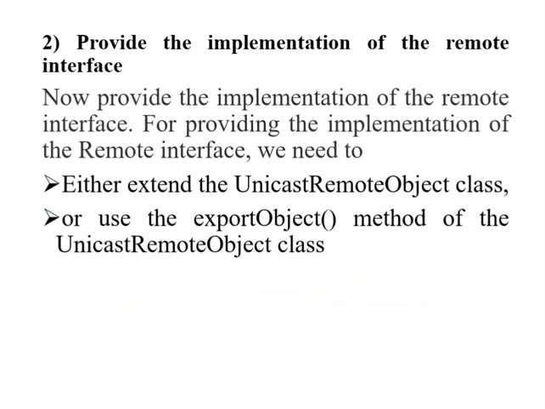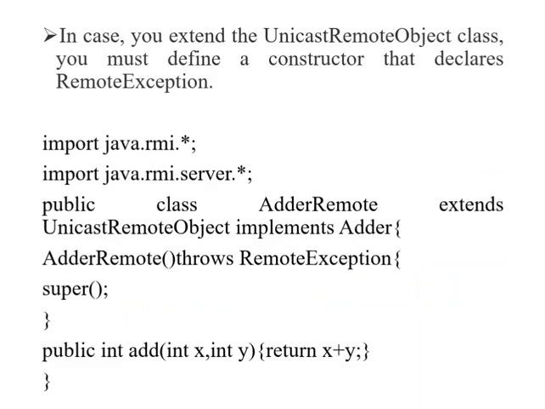Then third step is how we can create the stub and skeleton object using the RMI tool. Next step is to create stub and skeleton object using the RMI compiler. The RMI tool invokes the RMI compiler and creates the stub and skeleton object. Let us consider the syntax that is used to create the stub and skeleton object using the RMI tool. That is rmic AdderRemote. This is the syntax used to create the stub and skeleton object using the RMI tool.